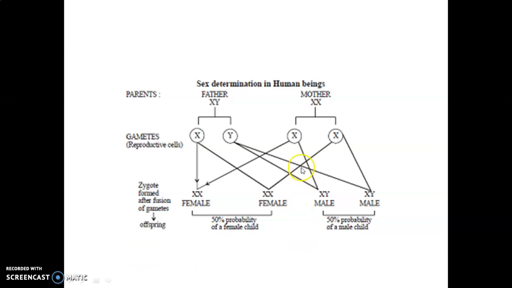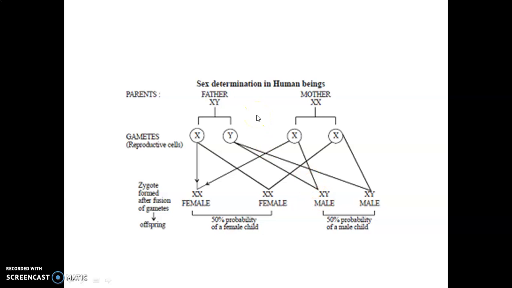Now you just observe this diagram. Father produces two different types of gametes, X and Y, whereas mother can produce only a single type of gamete. During fertilization, fusion, what happened? XX becomes female, XY becomes male. That means there is a 50% probability of a female child and 50% probability of a male child. So I think the topic is clear to you.